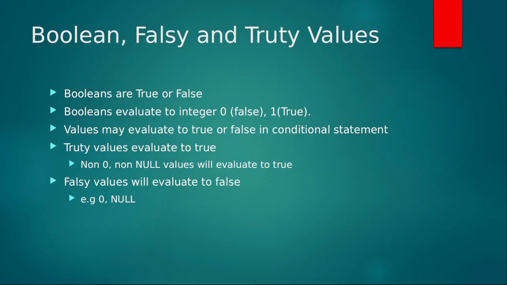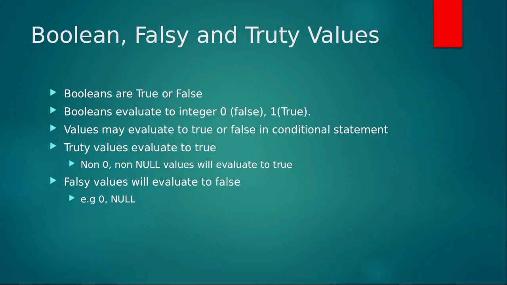Truthy values will evaluate to true. That means they will evaluate to 1 in your conditional. And falsy values will evaluate to false, that is 0 in your conditionals. So what are values that are considered truthy values? Any integer or float that is not equal to 0 will be truthy. It may be negative, it may be positive. So long as it's not 0, it will be a truthy value.